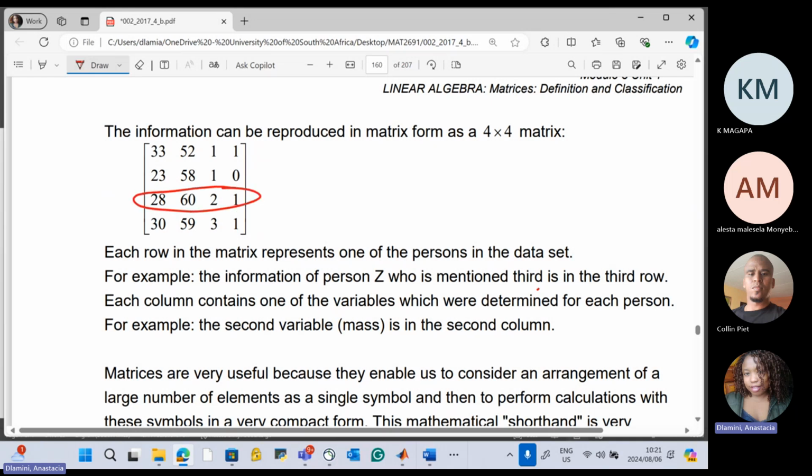Each column contains one of the variables which were determined for each person. Here, this we said it's weight, this we said it's age, this we said it's eye type, and this we said what? It's actually whether the person is trained or not. For example, the second variable is mass in the second column.